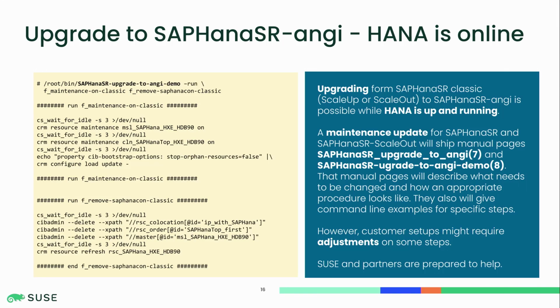Yeah, it's doable. It's not exactly trivial because we have to change inside the cluster the resource configuration slightly. We have to change almost all of the attributes, and outside the cluster we have to change the HA/DR provider hook scripts which are configured in the HANA global.ini and loaded into HANA. So you have to do several steps.